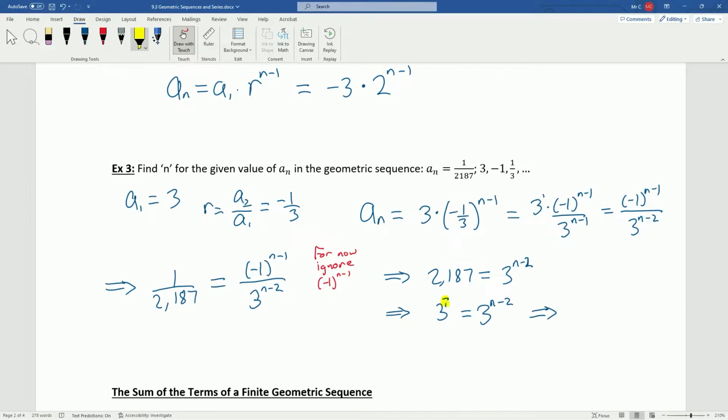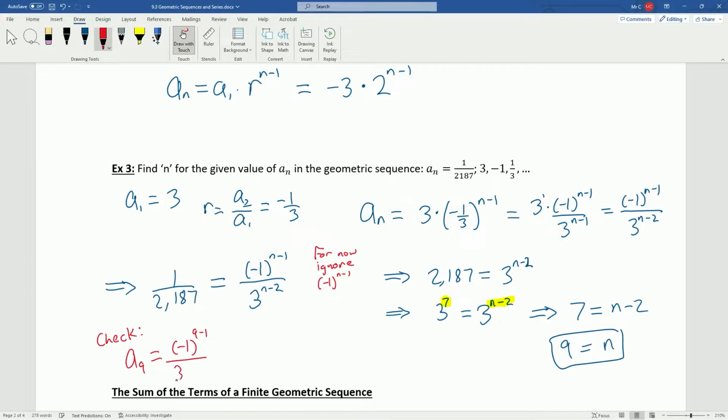Now, if 3 to the 7 equals 3 to the n minus 2, obviously that can only happen if their exponents are the same. So 7 has to equal n minus 2, so n has to equal 9. So now we're going to go back and check a sub 9 equal to negative 1 to the 9 minus 1 power over 3 to the 9 minus 2. And all I'm checking here really is to make sure that I get that positive 1 up top that I expected to get for this value. So negative 1 to the 8th power is 1, so that's 1 over 3 to the 7th.